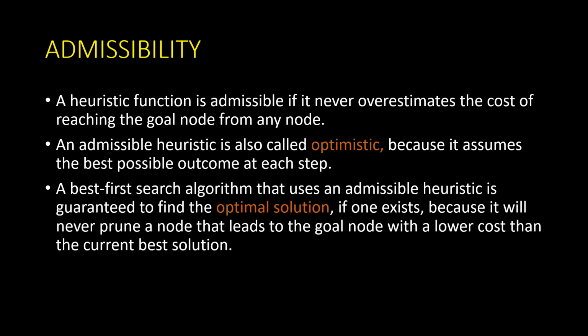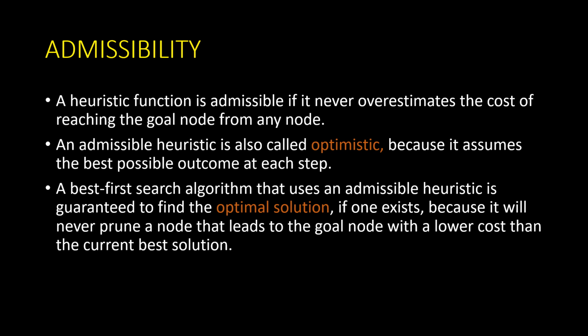Next, we can go to the next topic, admissibility. A heuristic function is said to be admissible if it never overestimates the cost of reaching the goal node from any node. It is also called optimistic because it assumes the best possible outcome at each step, as we have seen in our example. It chooses the next node by calculating the heuristic value. It takes the lowest heuristic value.